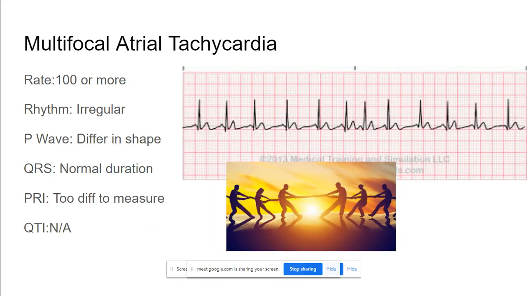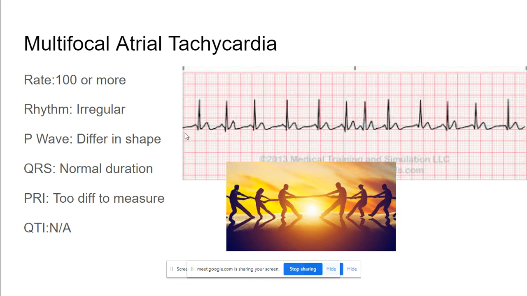Okay, multifocal. We have this multifocal word again. That means that things keep changing with the atria. So we had wandering atrial pacemaker. This one is pretty much the same, only it's faster. Multifocal means it's coming from different areas.